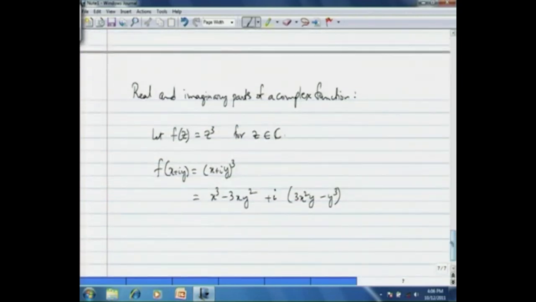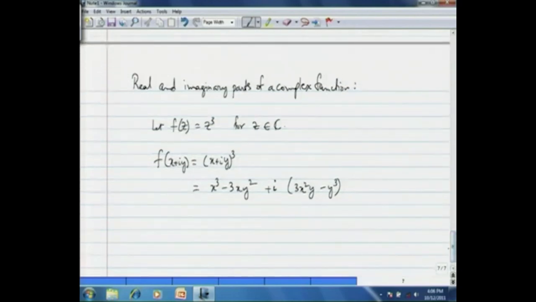Okay. And from here we want to call x cube minus 3 x y squared the real part of f. So, we see that this expression of f, as x cube minus 3 x y squared plus I times etcetera, is valid for every complex number x plus I y. So, it has been calculated generically. This x cube minus 3 x y squared is always going to denote the real component of the image of a point z under f.